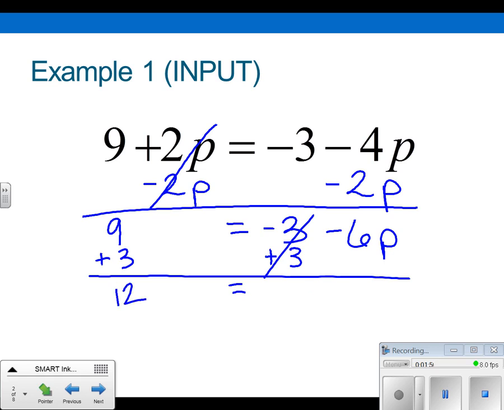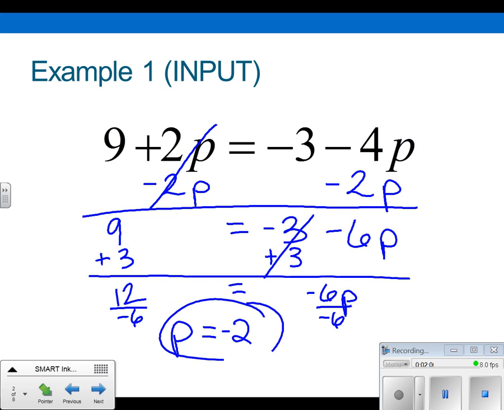12 then is the same as negative 6p. And then divide both sides by that negative 6. And 12 divided by negative 6 gives you negative 2. And obviously then finish by plugging in negative 2 both there and also here, and you see that it's the same on both sides, so then you did it correct.